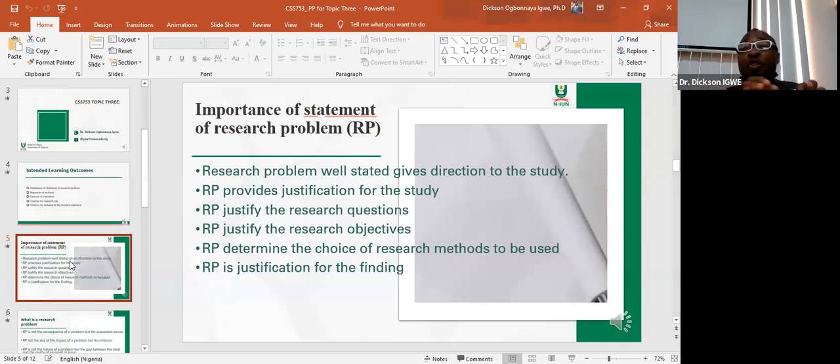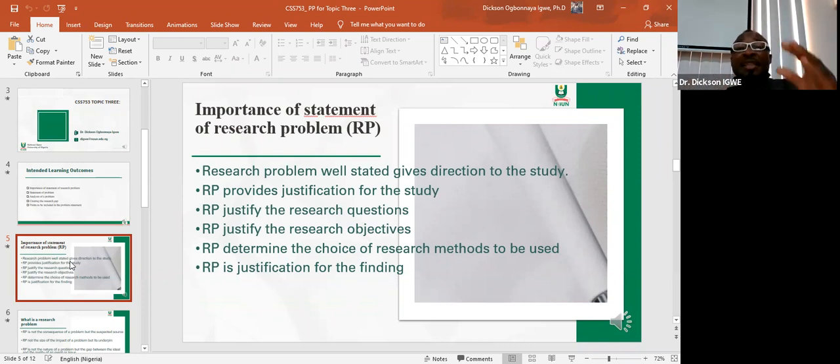If there is no research problem properly stated, that reflects questions, or that produced questions, and these questions are ones that when they are answered, the problem is resolved, then those questions are not fit to be. A research problem justifies the research objectives.